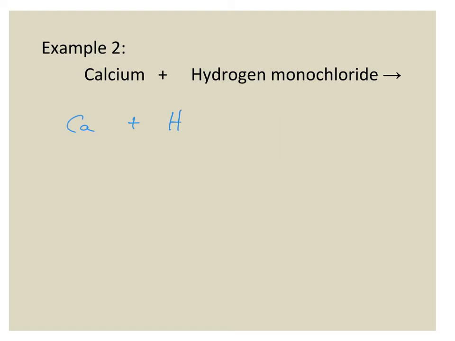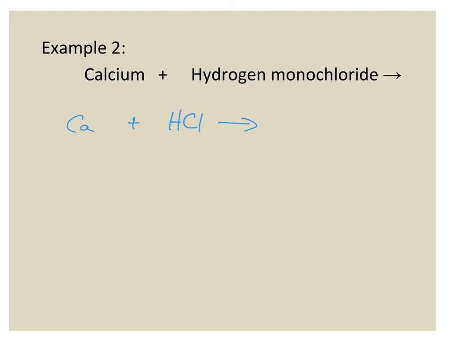And mono in front of the chloride means I just have one chlorine. So my formula is going to be HCl. I then copy down my reaction arrow. In example 2, they don't tell me the names of the products.